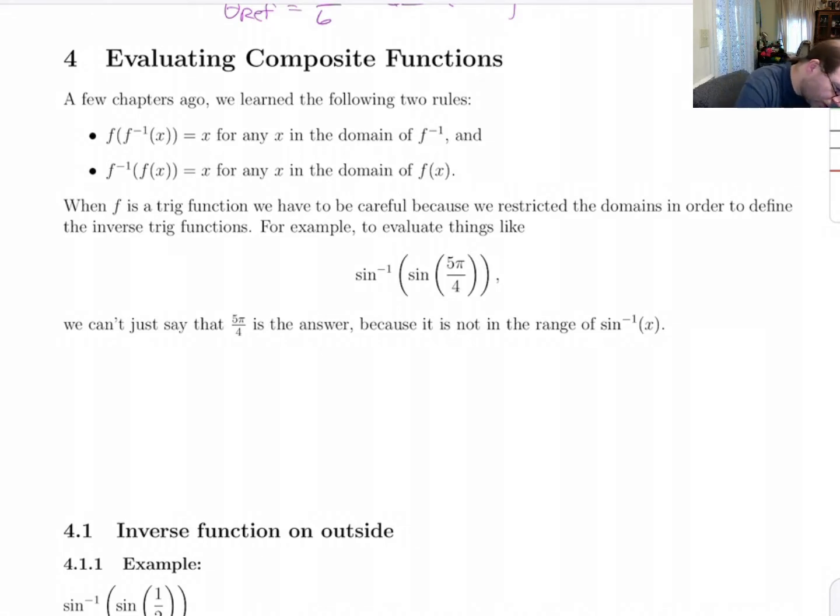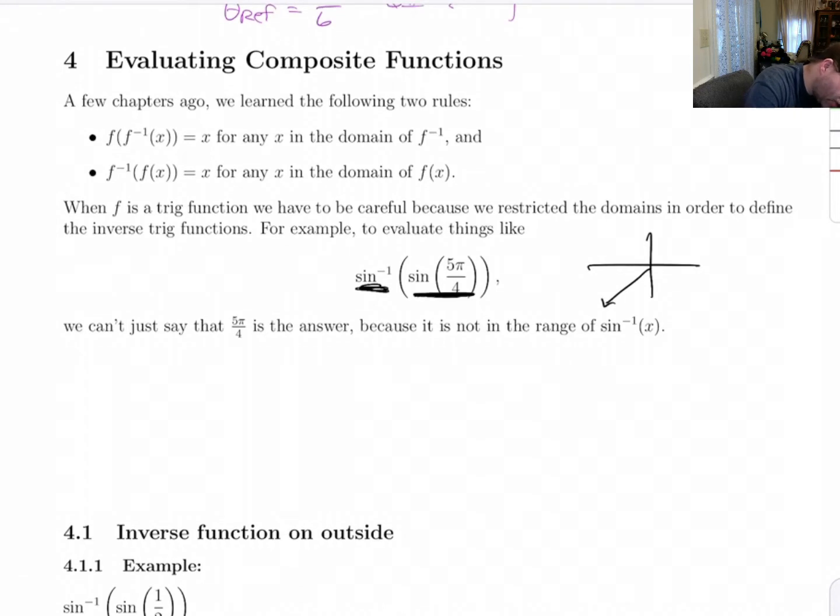Here's a good example. Let's say you've got inverse sine of 5 pi over 4. What quadrant is that in? It's in quadrant 3. And inverse sine only gives you stuff out of quadrant 1 and quadrant 4. So you can't just say that the answer is 5 pi over 4. It turns out the answer is going to be negative pi over 4. And there's a couple of ways you can see that.